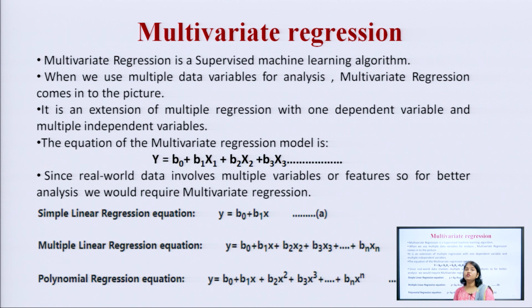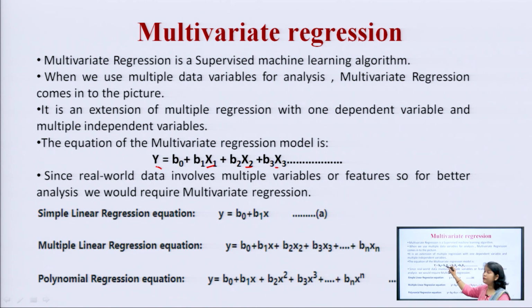Multivariate, as the name suggests, means multiple independent variables will be there, and on the basis of multiple independent variables you will take the decision. So, what is multivariate regression? Basically it is also supervised learning, because it will be supervised by somebody. When we use multiple data variables for analysis, multivariate regression comes into the picture. It is an extension of multiple regression, with one dependent variable and multiple independent variables.